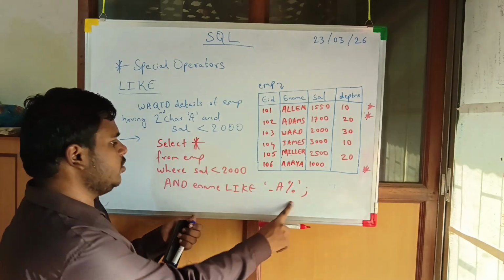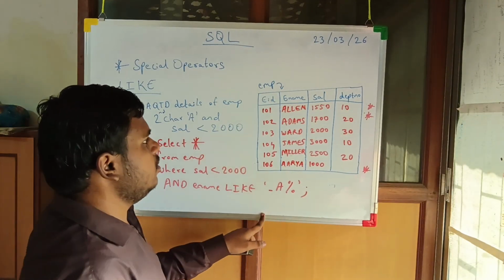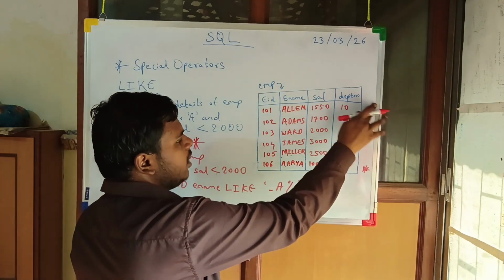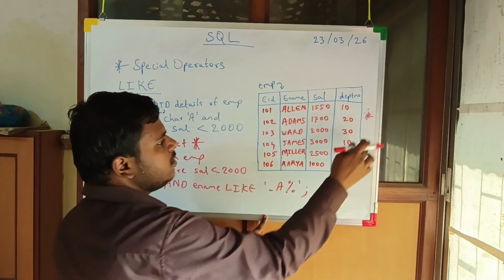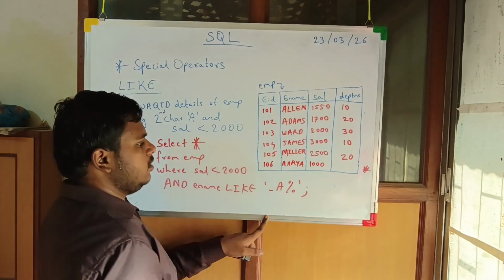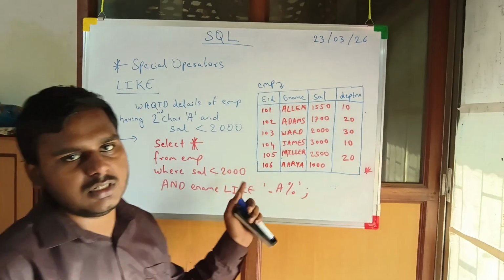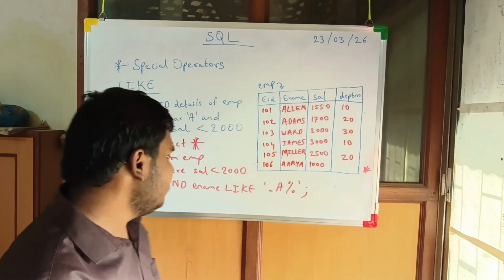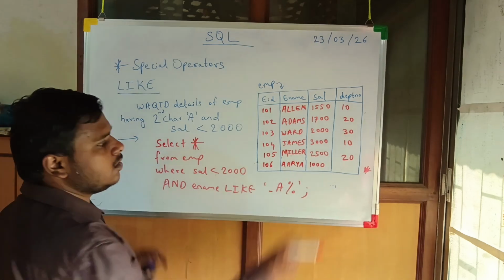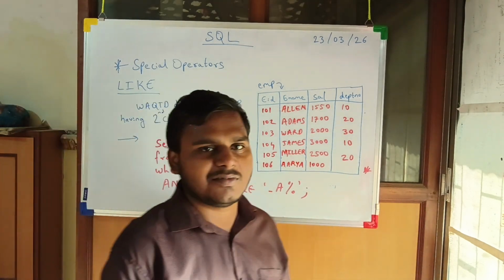Here after that, second condition we check where second character is A. So first Alan, it will reject. Adams, second character is D, reject. Last Arya, second character A is there, because after first A, second A is there. Okay. So this last record will be displayed as a final output.